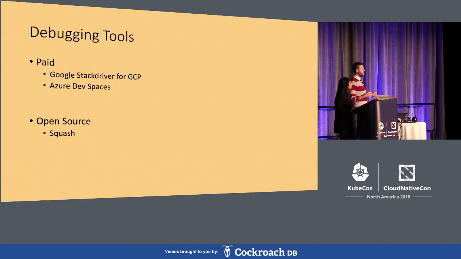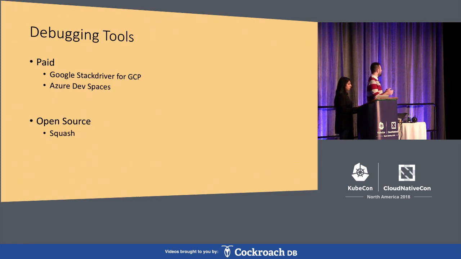On top of that, the industry has also been working on a lot of tooling for debugging. For example, both Google Cloud Platform and Azure offer paid services to do debugging on top of Kubernetes. The thing is, both of them only work on their respective cloud platforms. We're looking for something that is open source and works on every Kubernetes cluster out there.